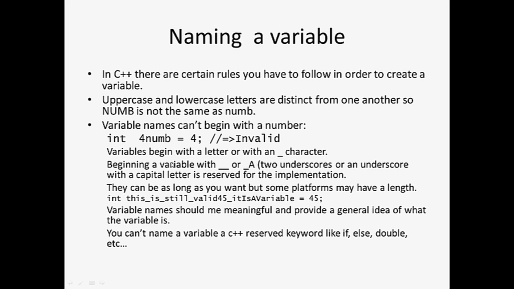But keep in mind, as a reminder or note, beginning a variable with 2 underscores or an underscore and a capital letter isn't illegal to create, but it is reserved for the implementation. Names could be as long as you want, though some platforms may have a length limit. Right down here, this is a valid variable, and it gives the value of 45 to this long integer variable.